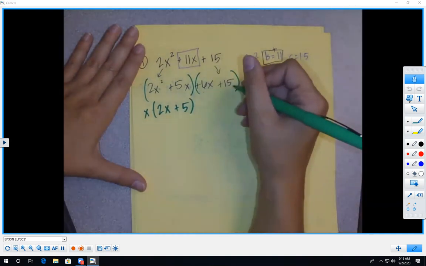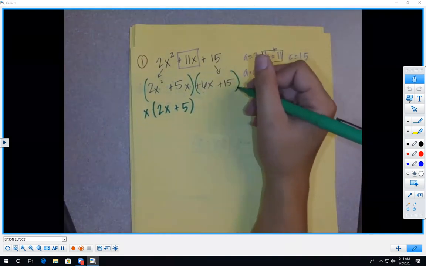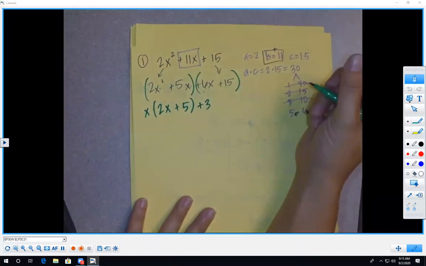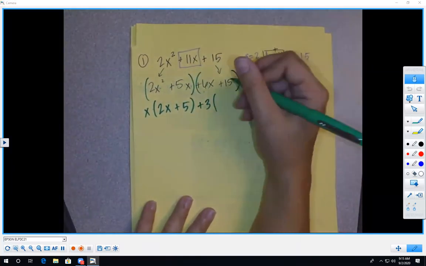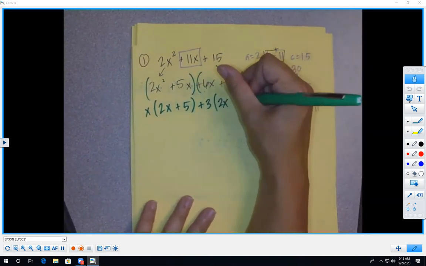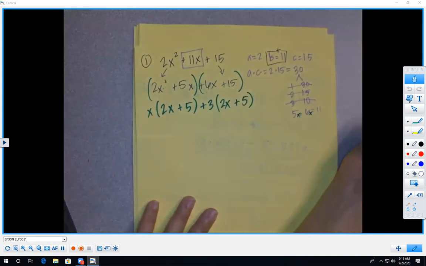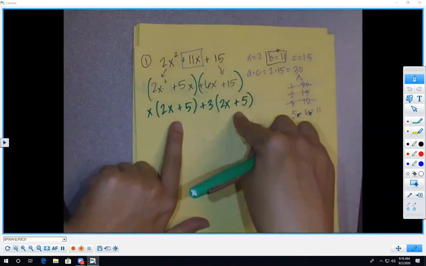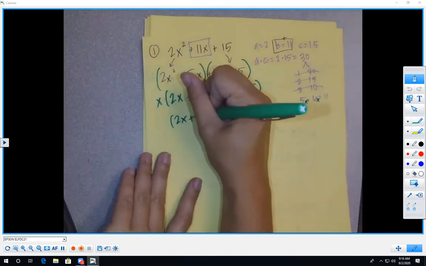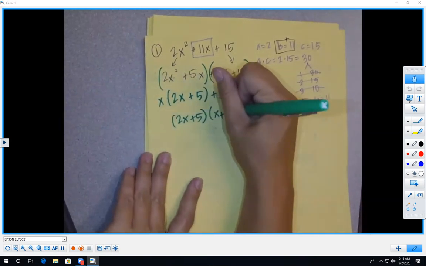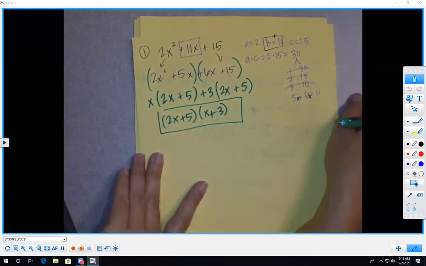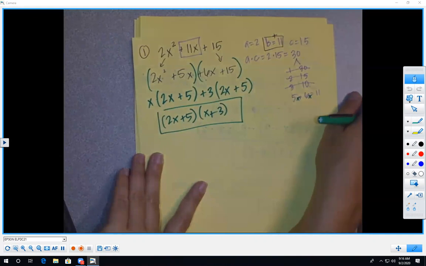For the second set of parentheses, 6x and 15 has a positive 3 in common. So when I take out 3, 6x divided by 3 is 2x, 15 divided by 3 is 5. And now the insides match. So I can pull that out. 2x plus 5 times x plus 3. Questions about that?